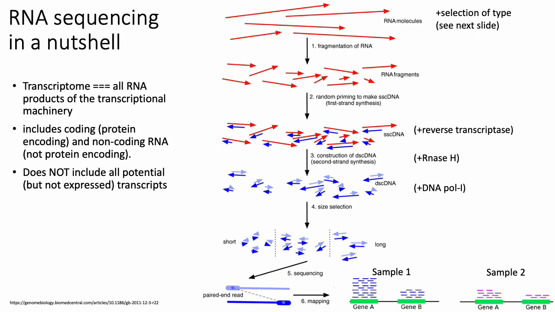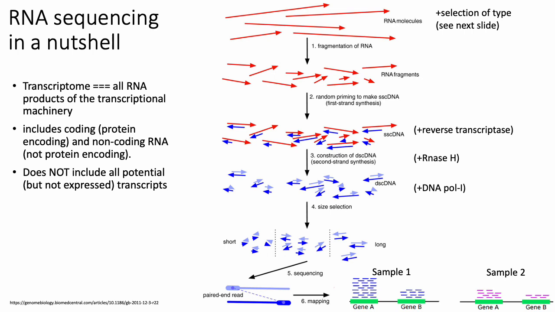At that point, you then do some further size selection to select reads or fragments of a specific length. You then do sequencing, and then map those reads to the genome. Because you're sequencing RNA, and only a small fraction of the genome is typically transcribed, most of your reads will fall into small regions across the genome.